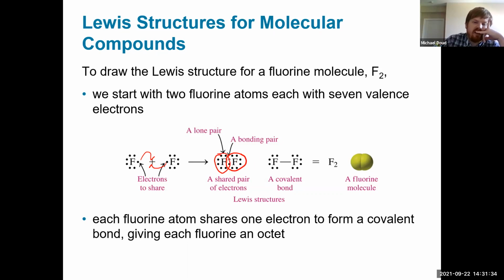Now, this bonding pair here can be really difficult to see when we draw these structures. So just so you know, sometimes we'll write it like this, or this is the way that we're going to do it in the future. The bonding pair becomes this stick, and that stick represents a covalent bond. Okay.